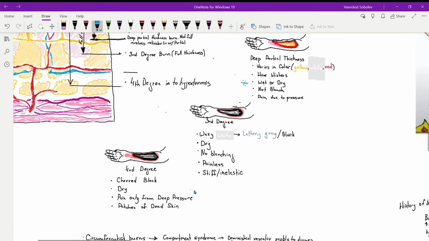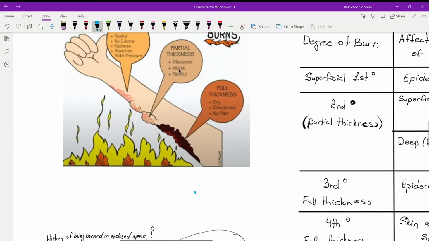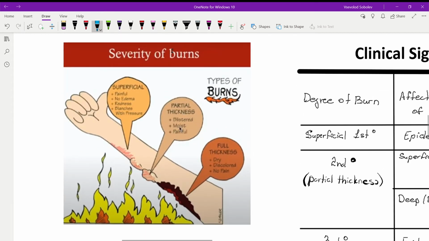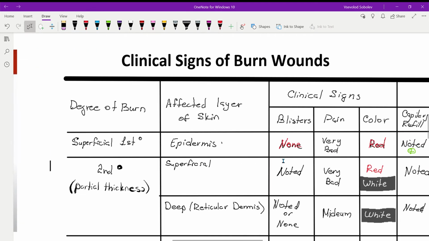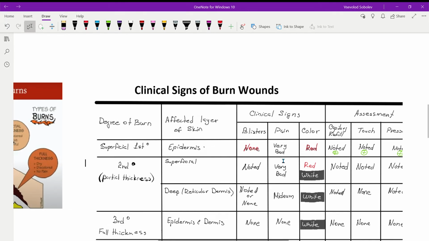Okay. Then some of the, I found this on OneNote. OneNote provided this picture. So again, superficial, painful, no edema, redness, blanching with pressure. So that's redness, blanching with pressure, no blisters, partial thickness, blistered, moist, painful. There it is. And full thickness, dry, discolored, no pain. Simple summary. And a little bit in-depth summary.